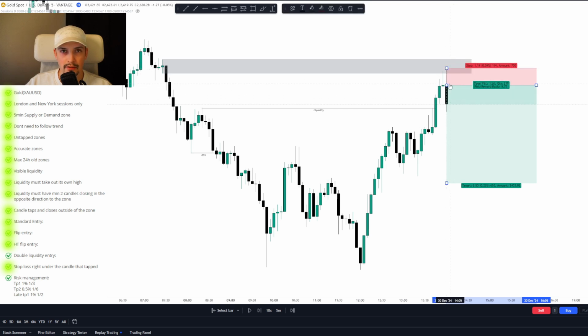And as soon as this flips, you can do the flip entry, enter at the flip, and then target a 1 to 3 and a 1 to 6.